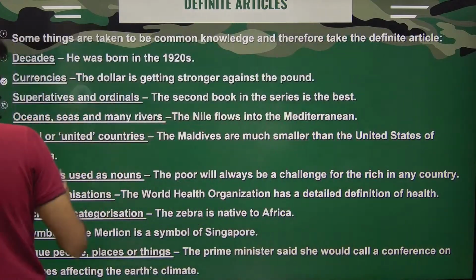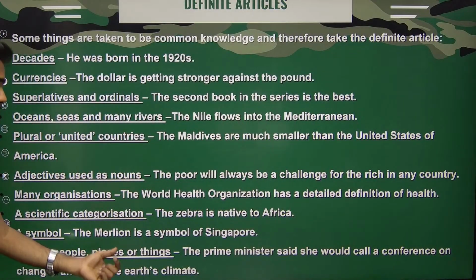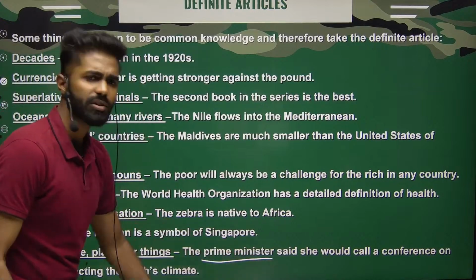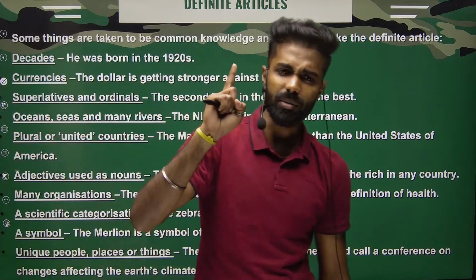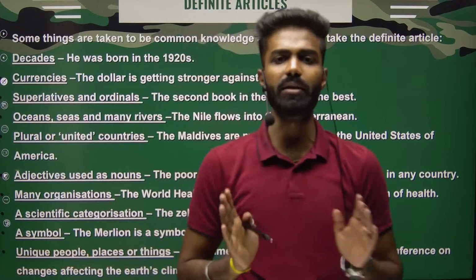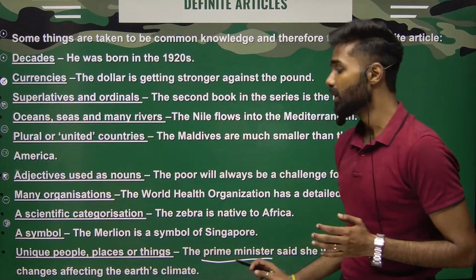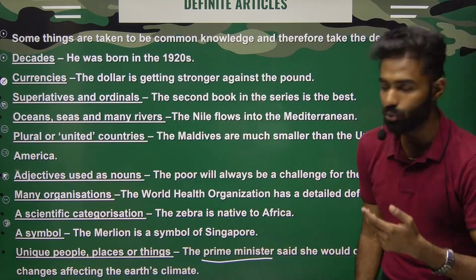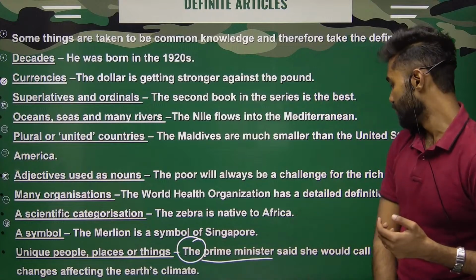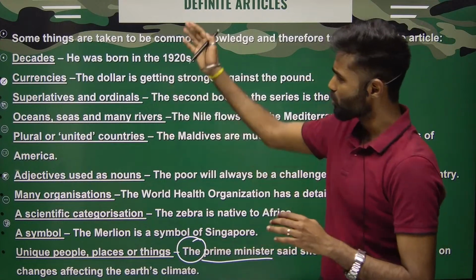Clear? And the last one: unique people, places, or things. See, Prime Minister is a unique person, right? Because there can be only one Prime Minister for a country like India. So it is a unique person. So for things and people who are unique, always use "the" before that. That's it. So just go through these things.